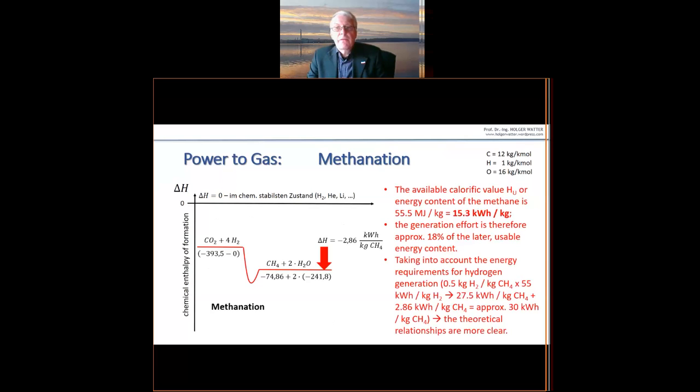The available calorific value or energy content of methane is 55 megajoules per kilogram or 15.3 kilowatt-hours per kilogram. The generation effort is therefore approximately 18% of the later usable energy content. Taking into account the energy requirements for hydrogen generation, approximately 30 kilowatt-hours per kilogram of methane are necessary. The theoretical relationship must be clear in the further considerations.